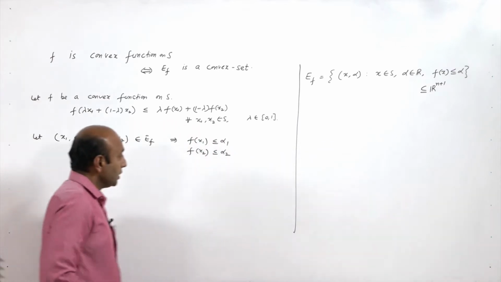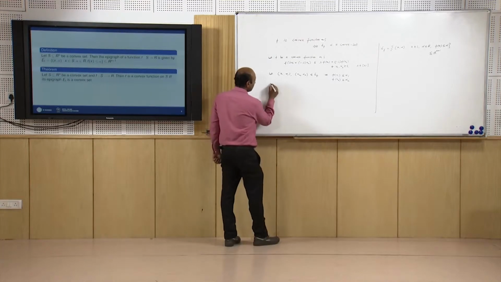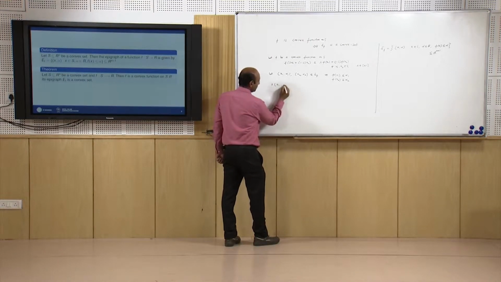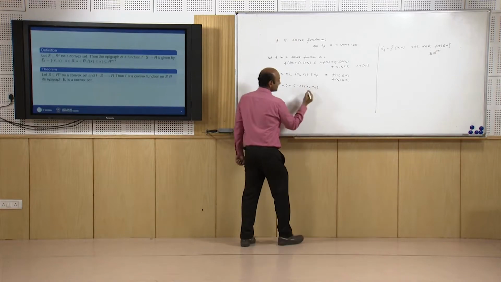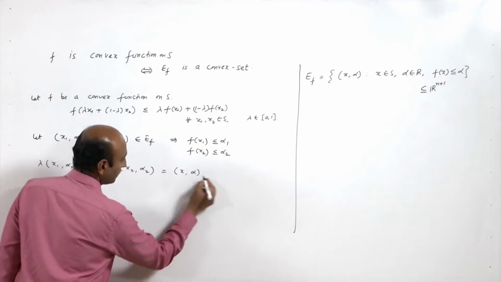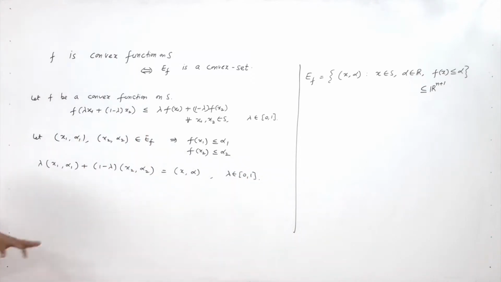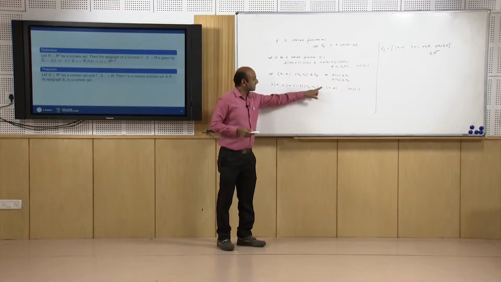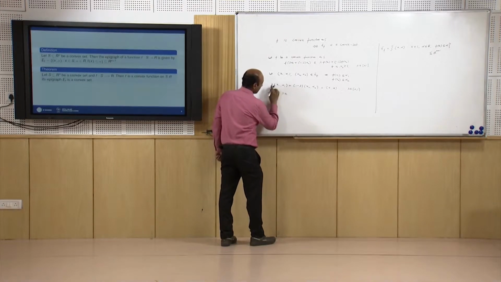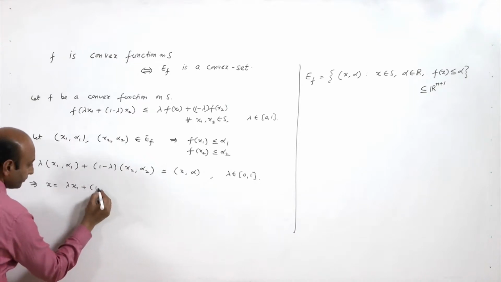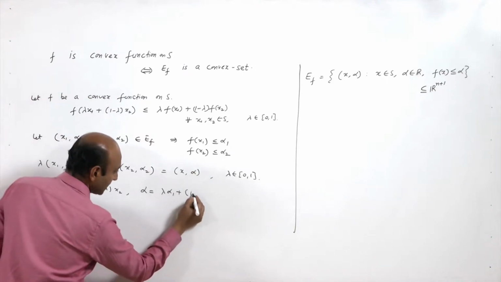Now, take the convex linear combination of these 2 points: lambda times the first point and 1 minus lambda times the second point, for lambda between 0 and 1. Let us suppose we represent this convex linear combination by (x, alpha). So, x will be lambda x1 + (1 - lambda) x2, and alpha will be lambda alpha1 + (1 - lambda) alpha2.